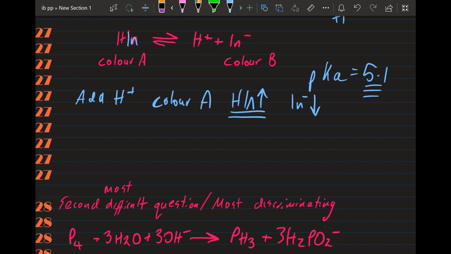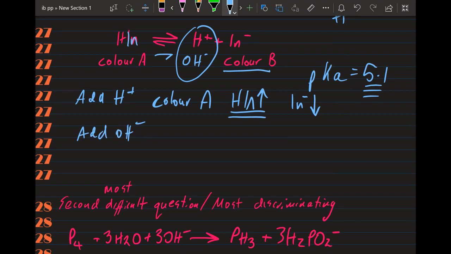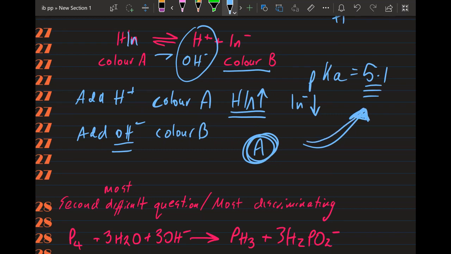Next one. Well, if I add some OH minus, it will react with the H plus and shift the equilibrium to the right. And I'll have more of colour B. So if I add OH minus, I'm going to get more colour B. Is that an answer? Yeah, that's A. Now don't forget it changes colour at 5.1. So if I can add OH minus to get it over 5.1, then I'm going to get colour B. So 27's A.